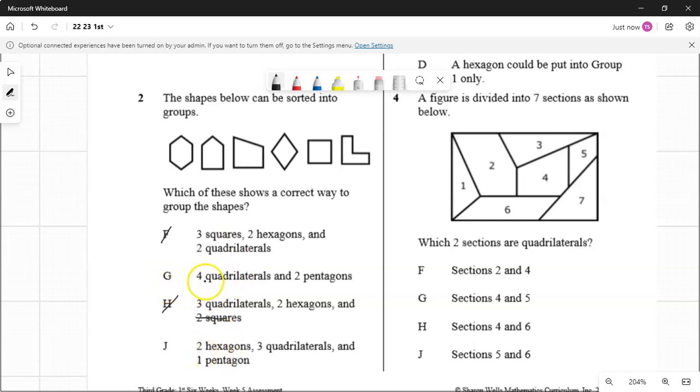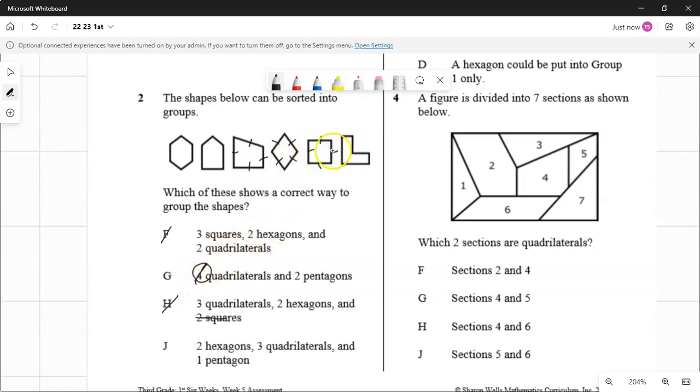And G and J. So there's 4 quadrilaterals. Okay, let's look at it real quick. I see this trapezoid is a quadrilateral. It has 4 sides. That's true. It's a rhombus. Has 4 sides. That's true. And the square has 4 sides. That's true. So there are 4 quadrilaterals. That's good. 2 pentagons. Okay, I see 1 pentagon. Oh, there's not. I'll take that back. There's 4 squares. That is not true, actually.